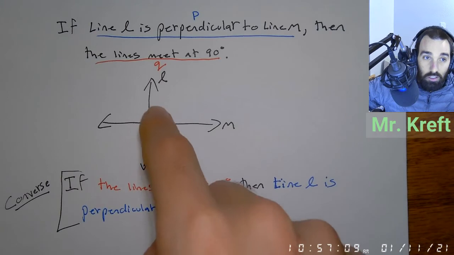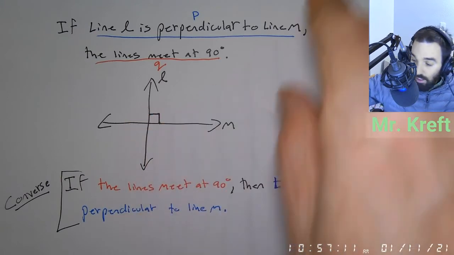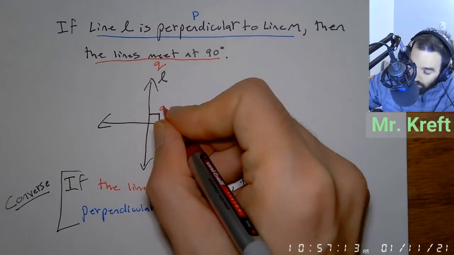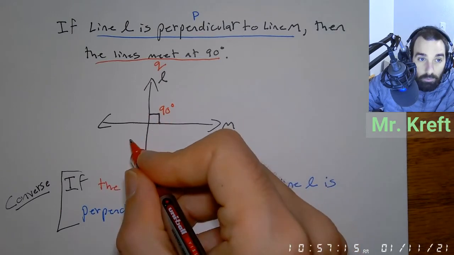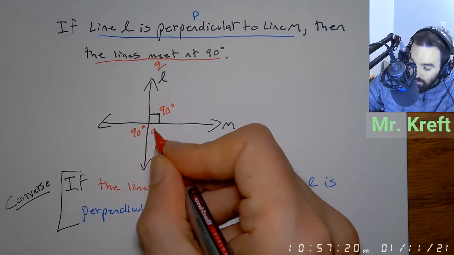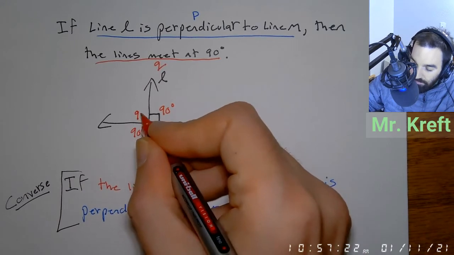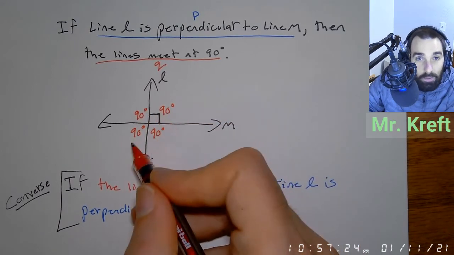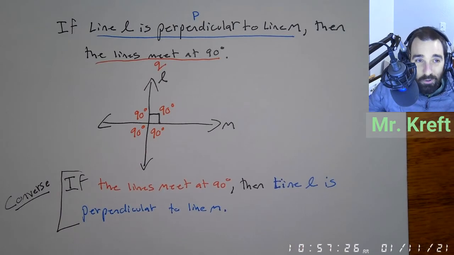So if you know they're perpendicular, then you know that these angles are 90. And right, so what's really cool here, if this is 90, then we have vertical angles. This is 90. And then we have a linear pair. Do you guys see how these are all 90? Right? Using linear pairs and vertical angles. Kind of cool, right? So it's like what came first, the chicken or the egg?